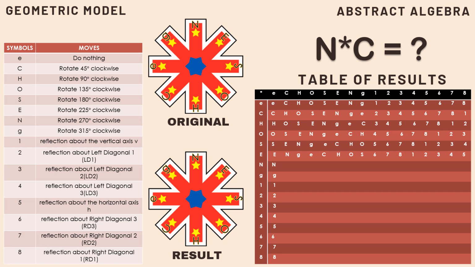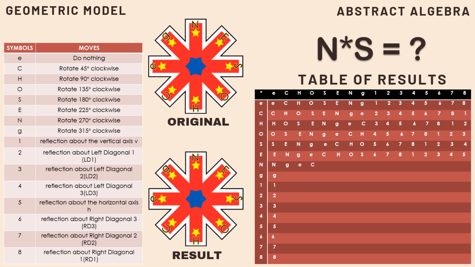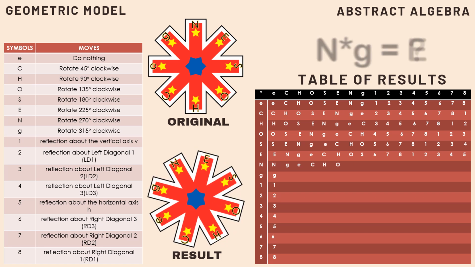N star C is G. N star H is E. N star O is C. N star S is H. N star E is O. N star N is S. N star G is E.